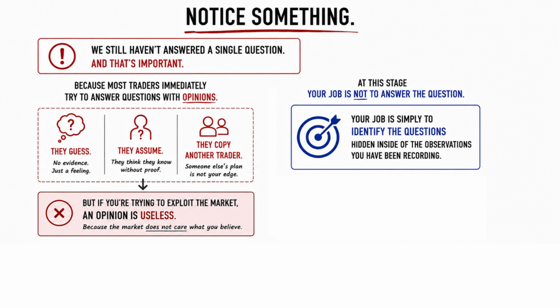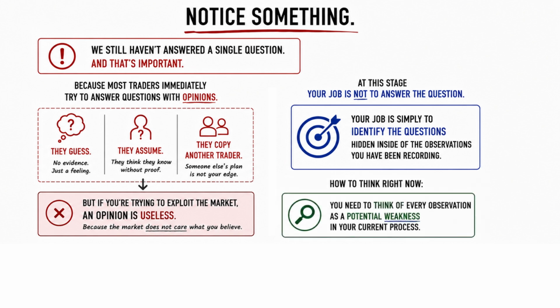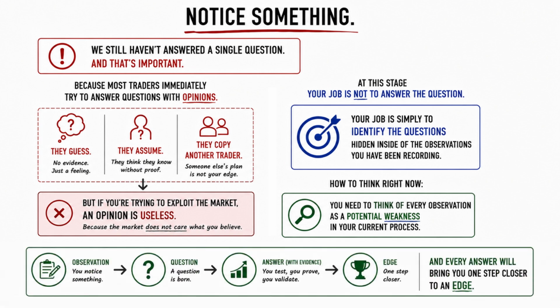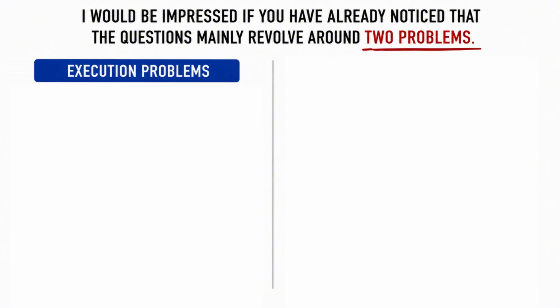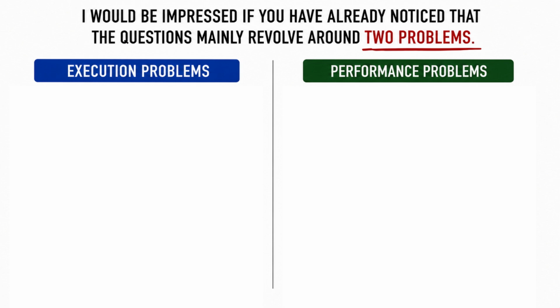Your job is simply to identify the questions hidden inside of the observations you have been recording. You need to think of every observation as a potential weakness in your current process, and every answer will bring you one step closer to an edge. To be honest, I'd be pretty impressed if you have already noticed that these questions mainly revolve around two problems: execution problems and performance problems.